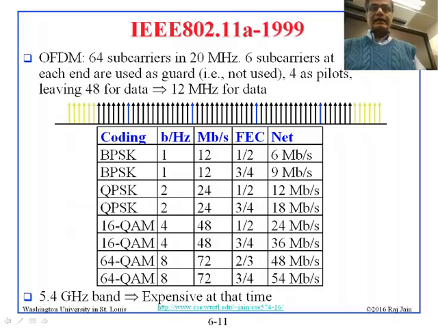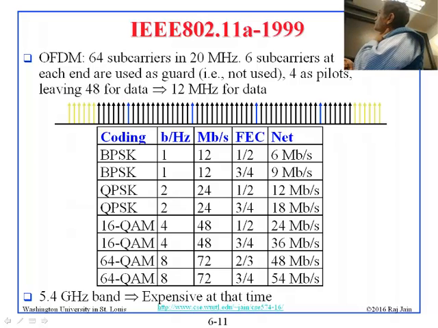Okay, all right. 11A went on to better modulation, from BPSK to QPSK. Actually, here are the numbers. I am probably off by a factor of 4. It says QPSK is 2 bits per hertz. So anyway, basically OFDM. 11A introduced OFDM, 64 subcarriers in 20 megahertz. 6 subcarriers at each end are used as guards, and 4 as pilots. So these are the guards, and these are pilots in the middle. So you have about 48 for data.